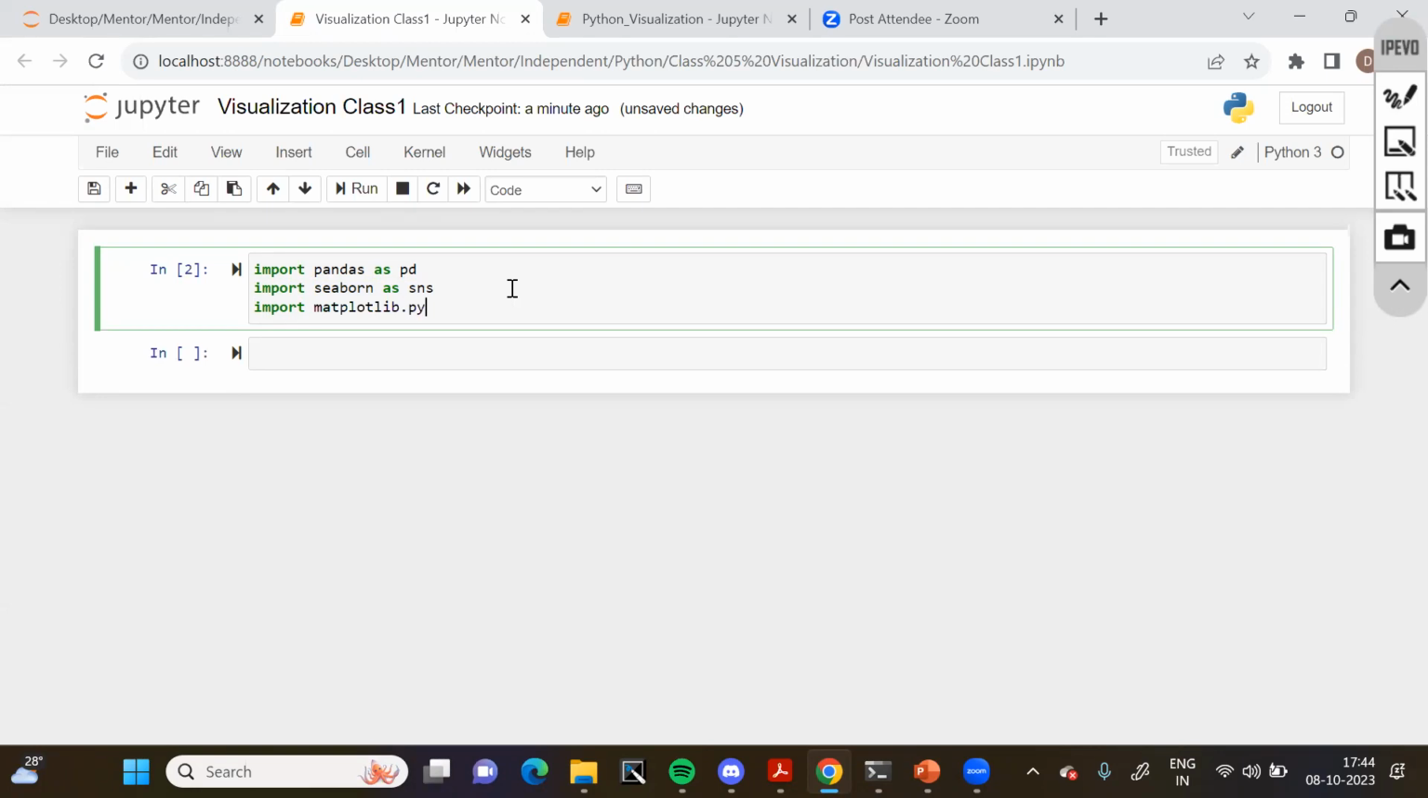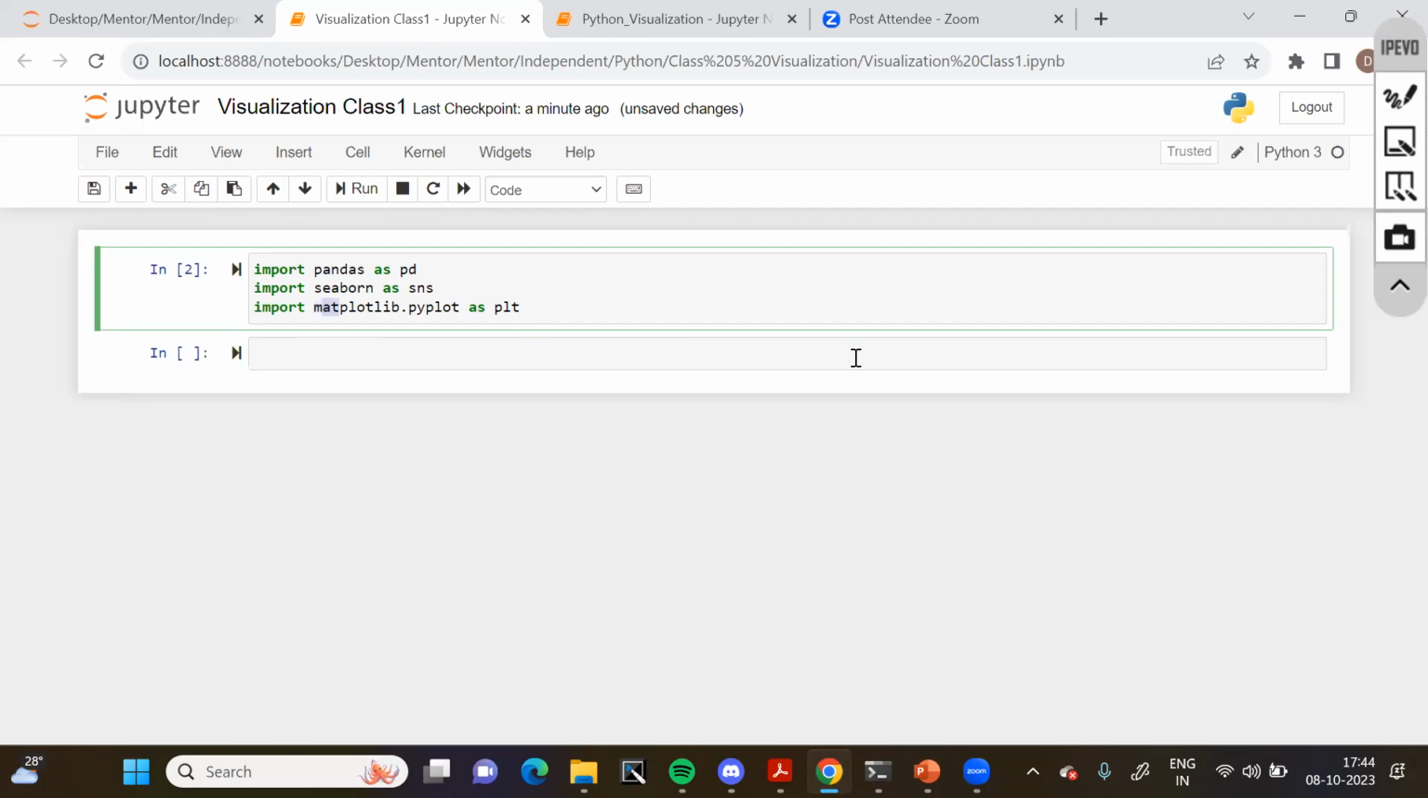Matplotlib is imported as a package, pyplot as plt, and we will be using this. Matplotlib is a very low-level library to use. Mat is the... it is the graphics in Matplot.